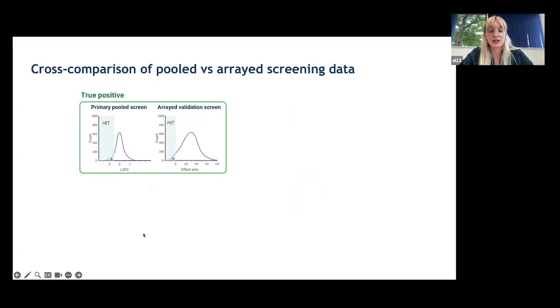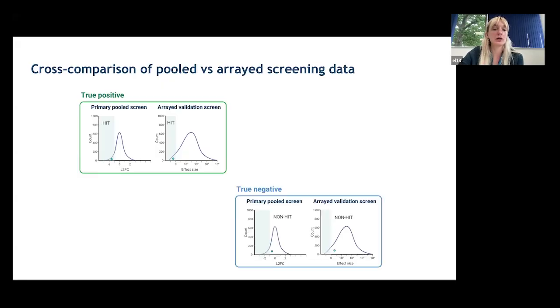So when you get to comparing the performance of a target between your pooled and your arrayed screen, obviously your primary focus and the thing you're going to be most excited about are targets that can be considered true positives. These are targets that are hits based on your thresholding approach in both the pooled and the arrayed screen. You will also reveal true negatives, so things that are non-hits in your primary screen and not hits in your arrayed validation screen.